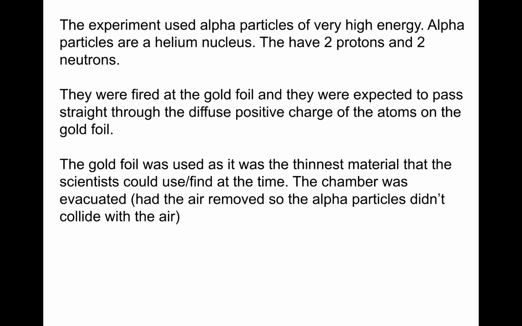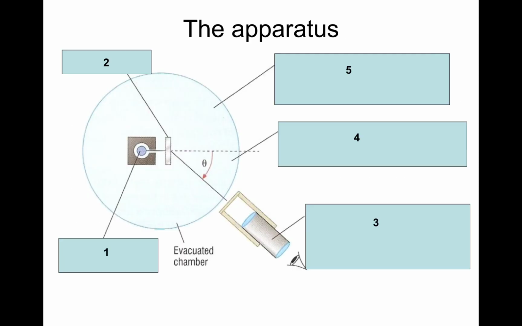Alpha particles are a type of nuclear radiation, but you'll learn about that in subsequent lessons. Alpha particles in air can't actually travel very far. They might travel a couple of centimeters and then they'll stop because of all the collisions they have. So obviously it's really important for this experiment that the chamber they conducted it in had no air inside.